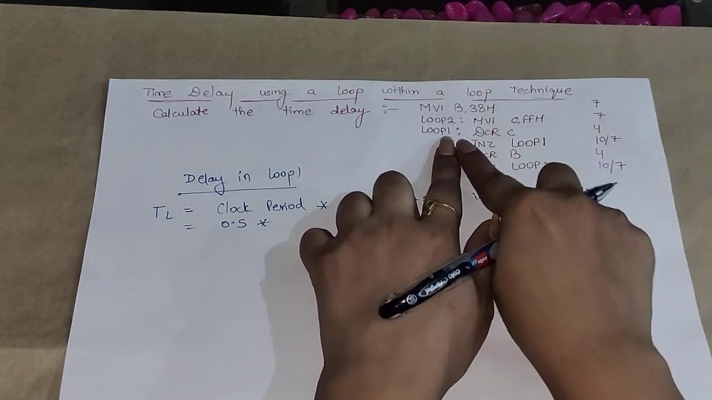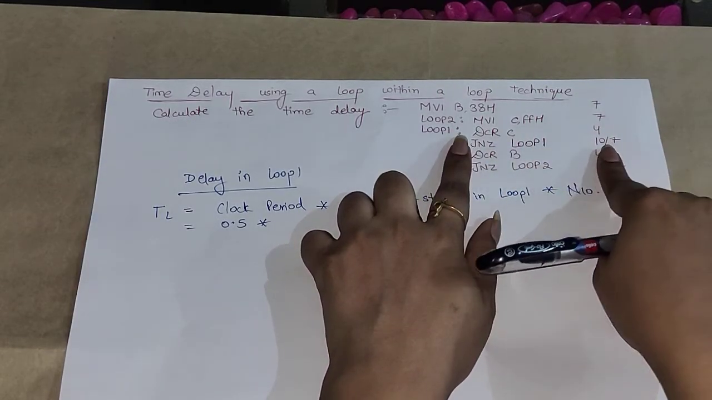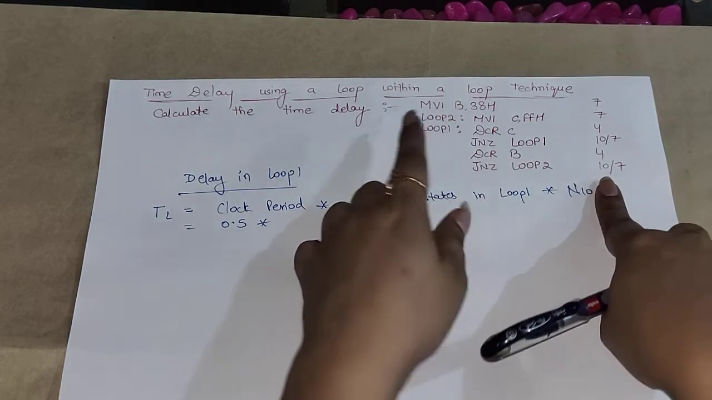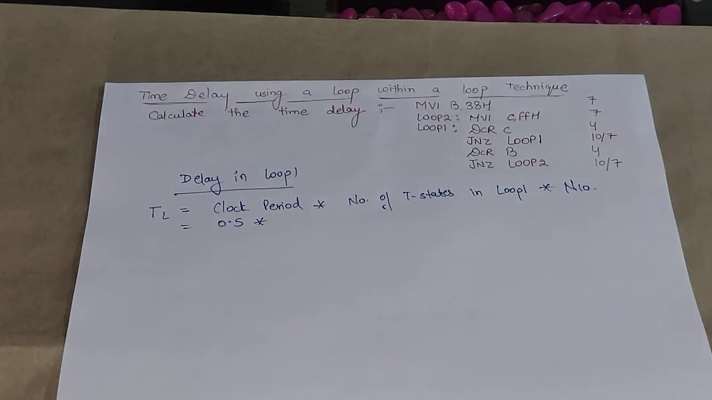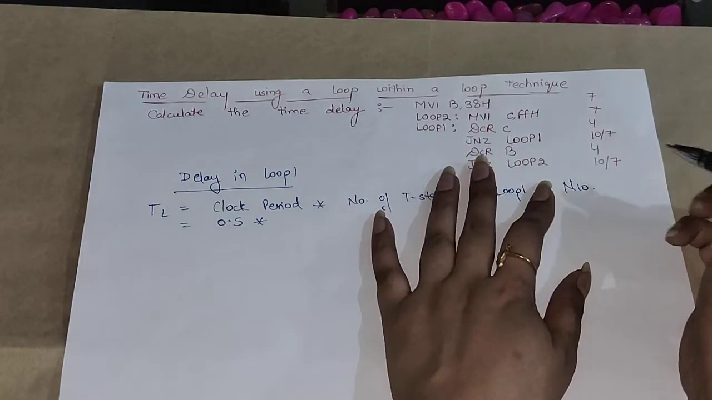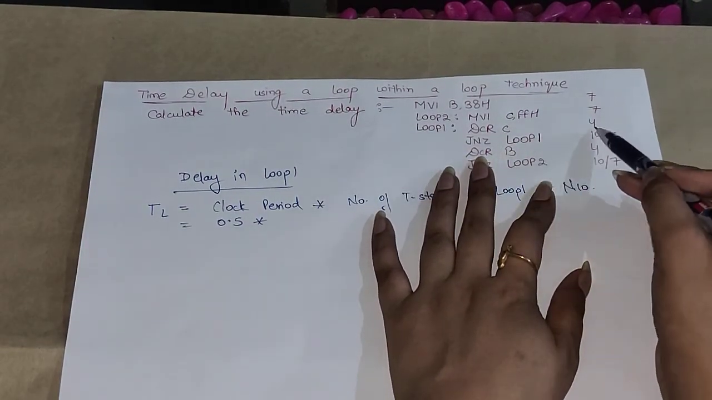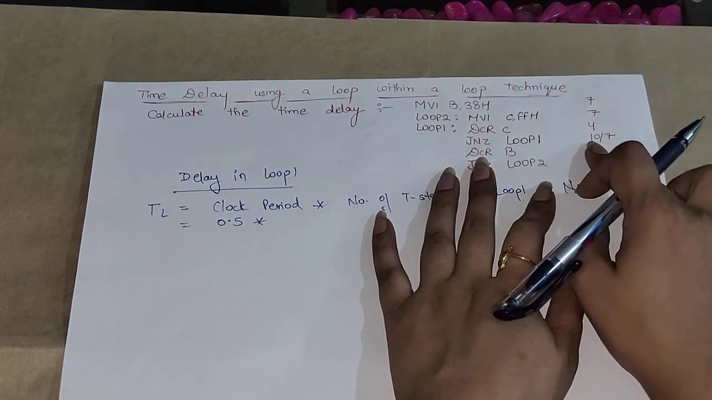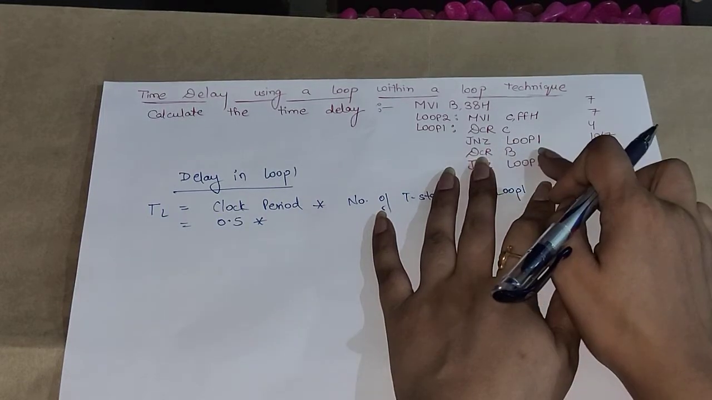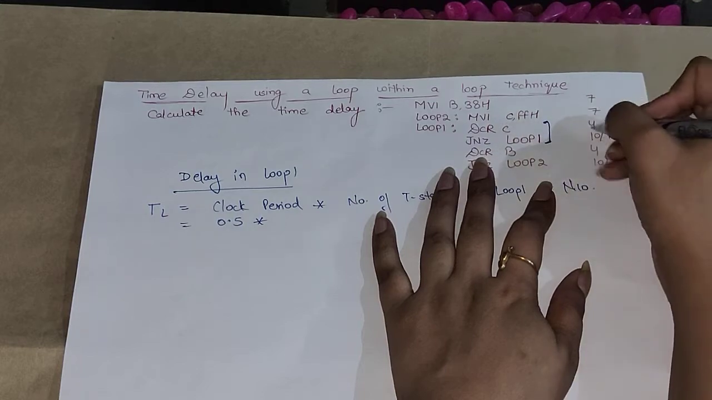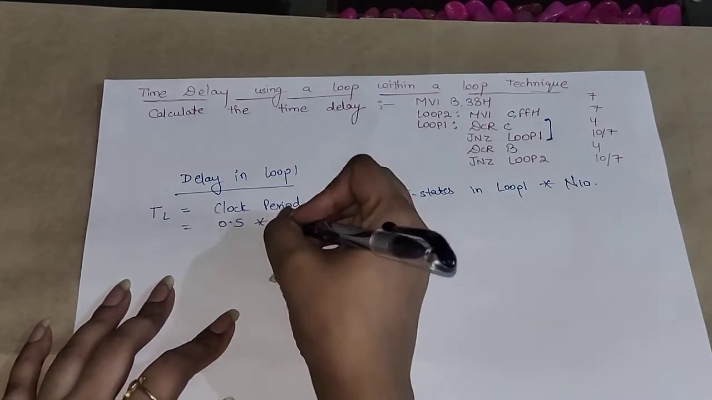Loop 1, where is loop 1? Here. 4 plus 10, 14 only. Why 14 only? Because here this loop terminates. Jump if not 0 to loop 1. So in loop 1 only these two instructions are coming. That's it. So 4 plus 10, that is 14.